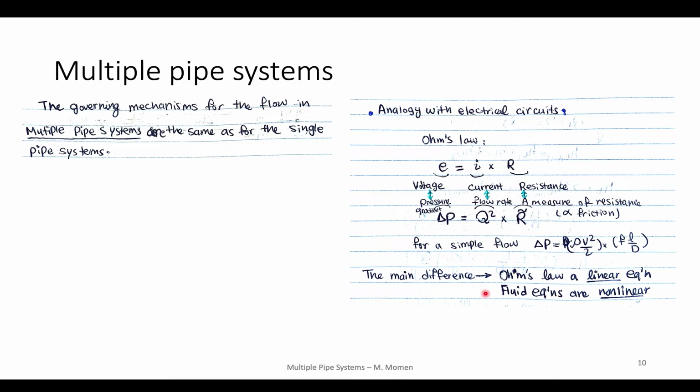Navier-Stokes Equation. If you remember, that is one of the governing momentum equations in differential form for fluids, which is essentially a nonlinear equation because of the convection term inside it. So these fluid equations are generally nonlinear, especially for high Reynolds number flows. That is the main difference between Ohm's law and fluid equations.